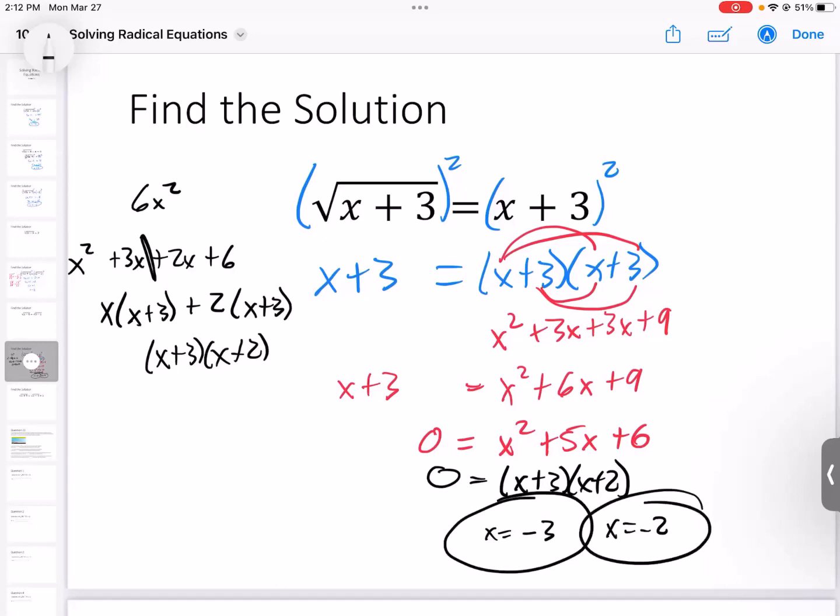And on your homework, you will get some where one of them will be a solution, but one of them will not. Or possibly even neither one of them will be solutions. So you always have to remember to plug your answers back into the equation to make sure they really do make them true. All right, so any questions on this one where you might have to do an x squared factoring thing?